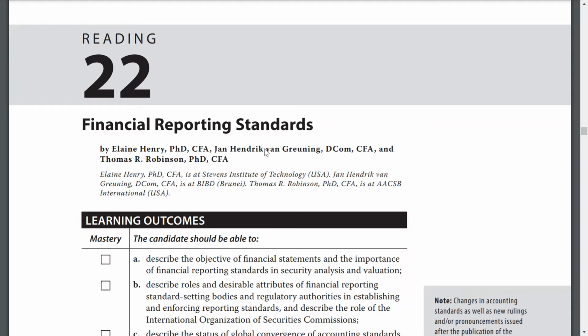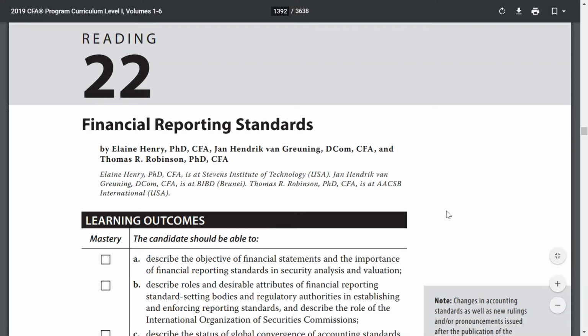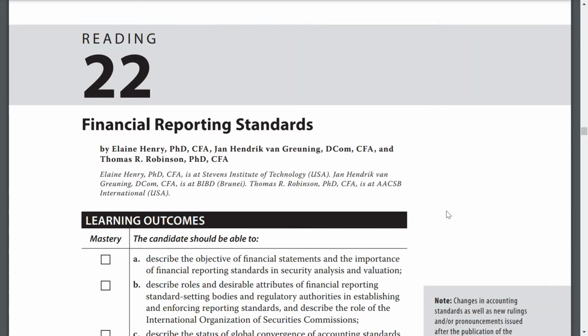Okay, Reading 22, on financial reporting standards. Learning outcome: the candidate should be able to describe the objectives of financial statements and the importance of financial reporting standards in security analysis and valuation.